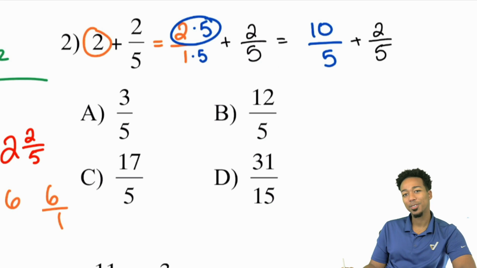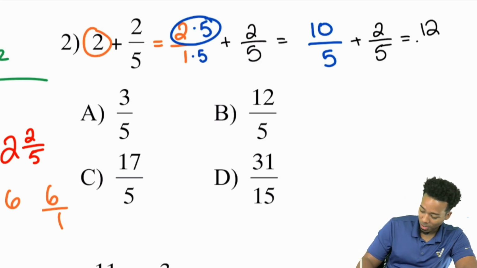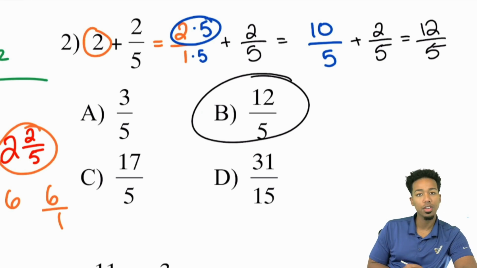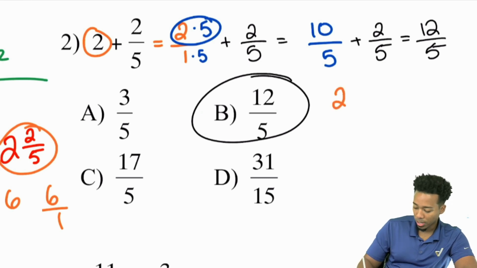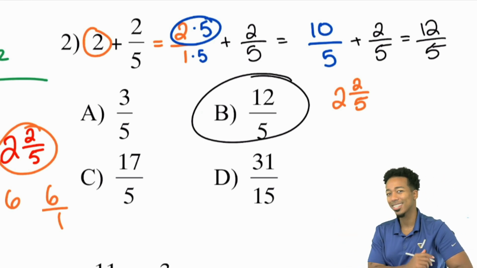And there we go. 10 over 5 plus 2 over 5, that's going to be 12 over 5. And that's answer B. Now remember earlier how I had, hey, right over here, 2 2/5? You can turn this mixed number into an improper fraction because all of the answers are improper fractions, so it's a wise thing to do that.